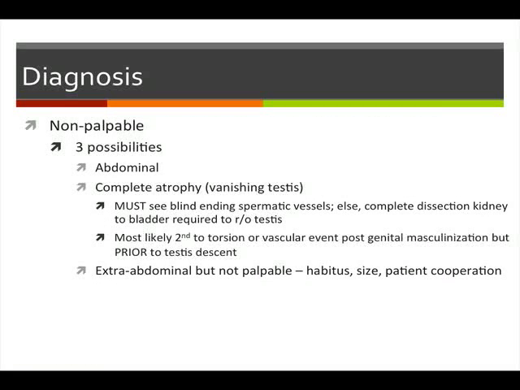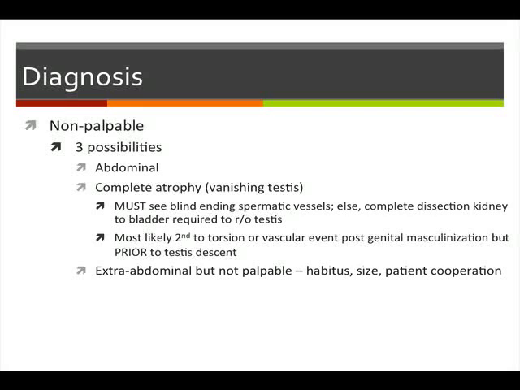If you do have a non-palpable testicle, then there's really three possibilities. It can be an abdominal testicle, or it can be a completely atrophied testicle, or vanishing testes syndrome. For that diagnosis, during exploration you should see and confirm blind-ending spermatic vessels. It's likely secondary to some torsion event that happened after the testicle developed but previous to the descent of the testicle. The other possibility is that it's just extra-abdominal and not palpable because of whatever cause, like habitus of the patient and patient cooperation.